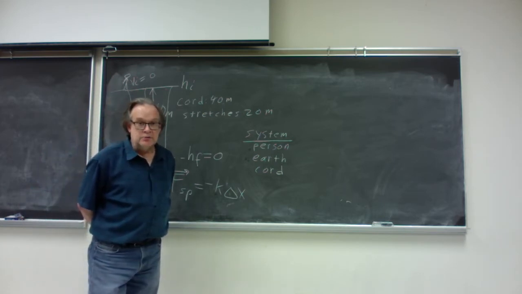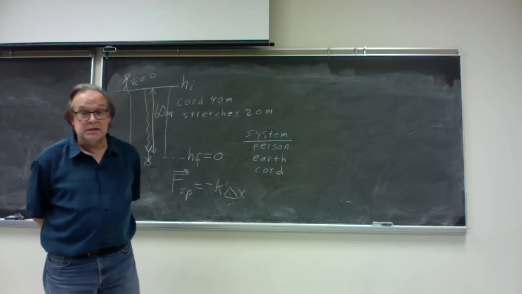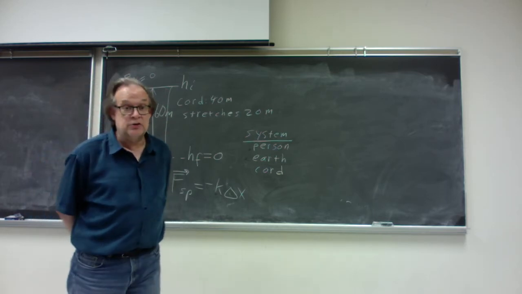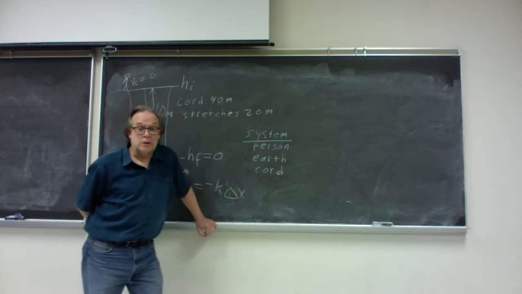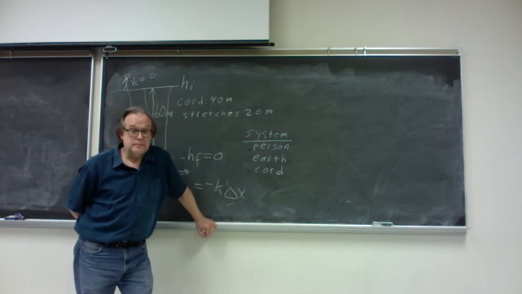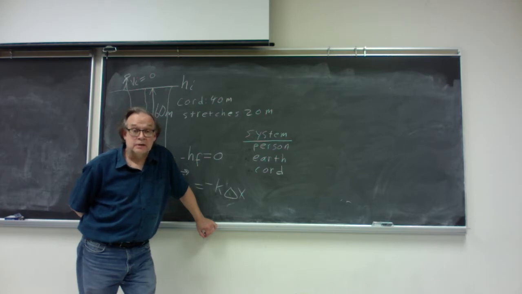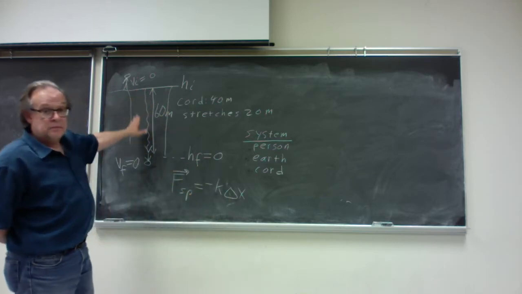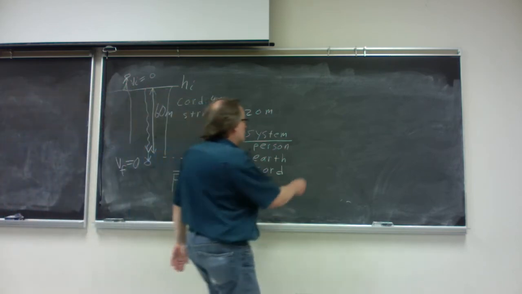Anytime an elastic object gets stretched or squeezed, we have to include that elastic object in the system because it's got some elastic potential energy. And in this case, the cord is being stretched, so that's included as part of the system. All right, now, next step, what forces are acting on the most important part of the system here, the thing that's moving, the jumper.